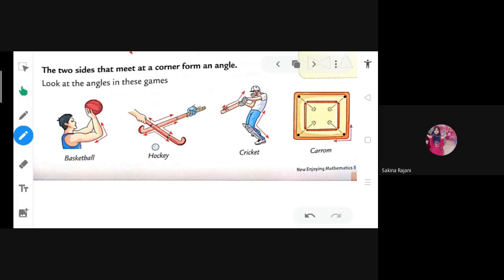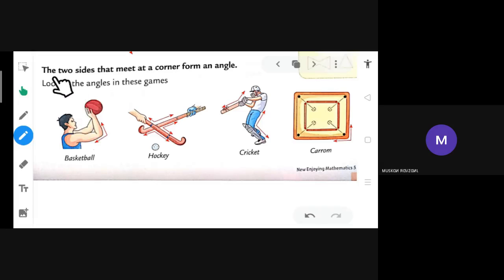So just now I have shown you that playground. In that also there were corners, if you remember. If someone goes out of that line or that corner, then that person will be out. So here some other pictures are given from the games. Even your hands can form angles. You can make the angles using your hands.